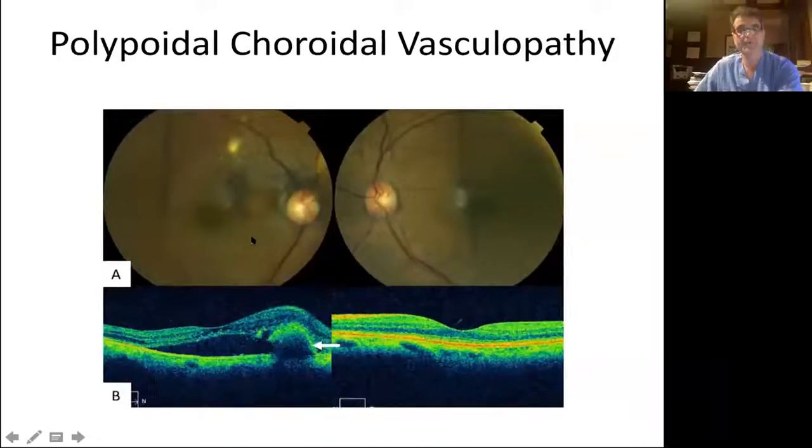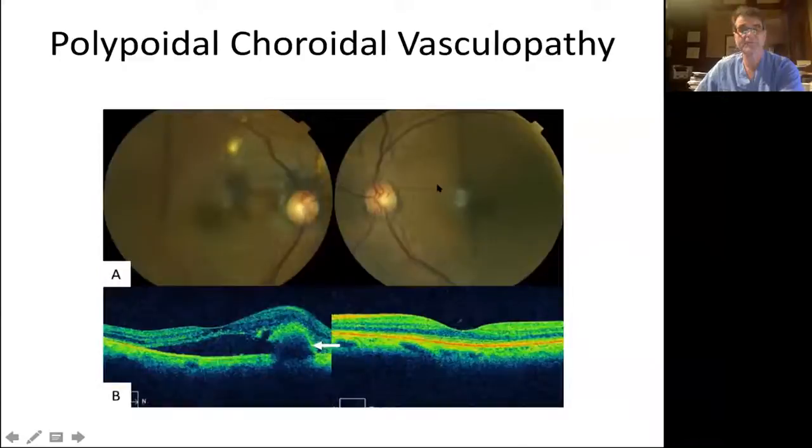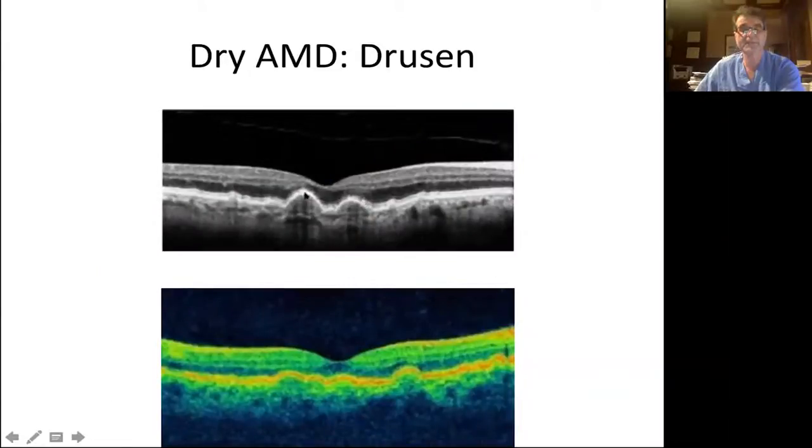Now on to macular degeneration. These are typical drusen. We can see this undulation from the drusen with this in the fovea on this high resolution OCT. We can also see it on this spectral domain OCT.